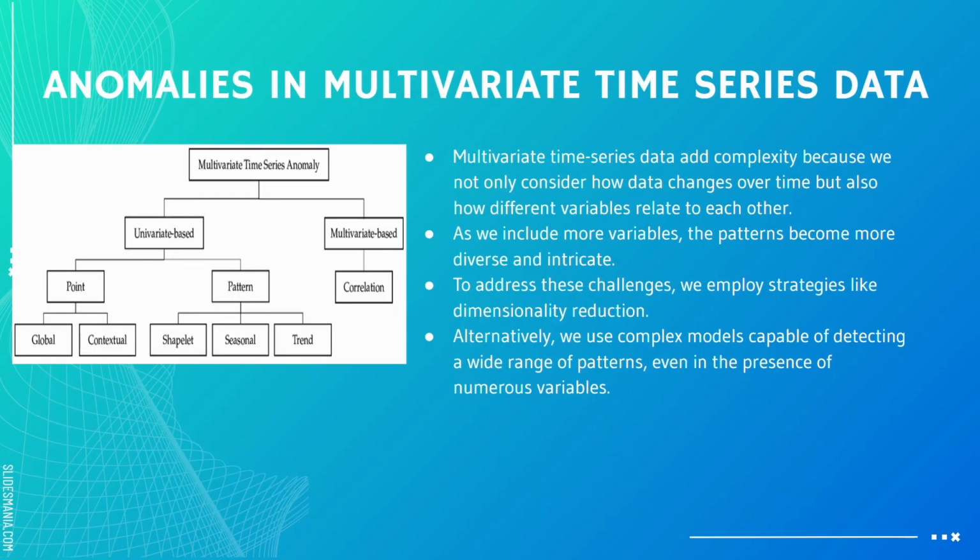Now we'll take a look at anomalies in multivariate time series data. These add complexity because we not only consider how data changes over time, but also different variables which relate to each other. As we include more variables, the patterns become more complex. So how to detect these anomalies? To detect these, we employ strategies like dimensionality reduction, which is a technique which simplifies the data by focusing on the most critical variables and reducing noise and complexity.